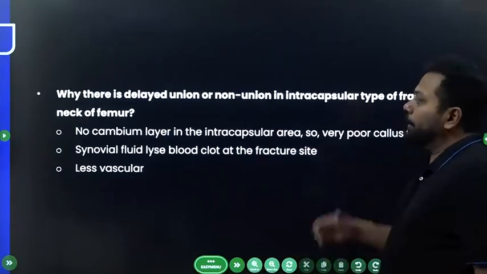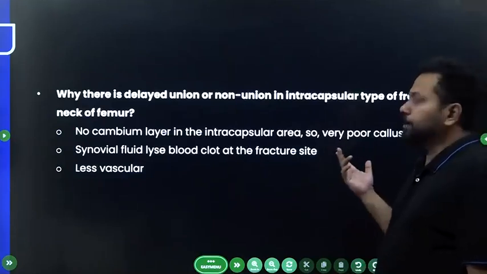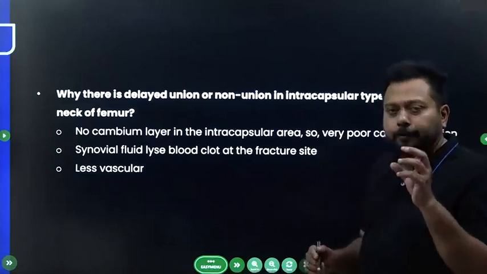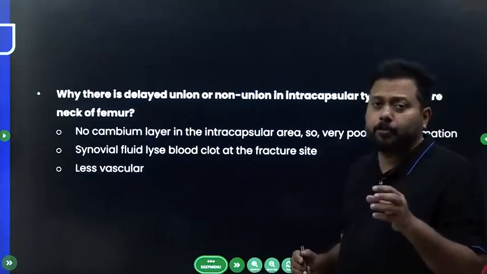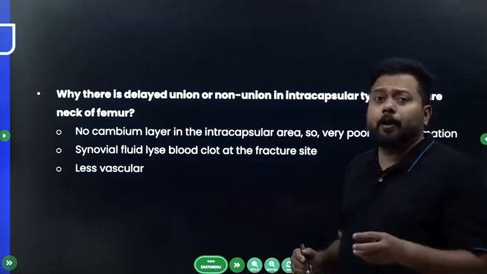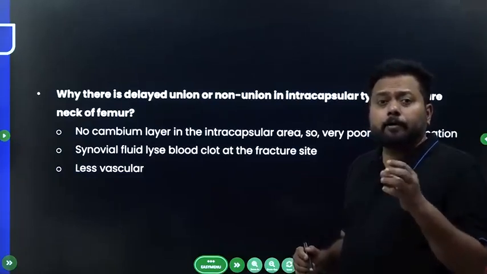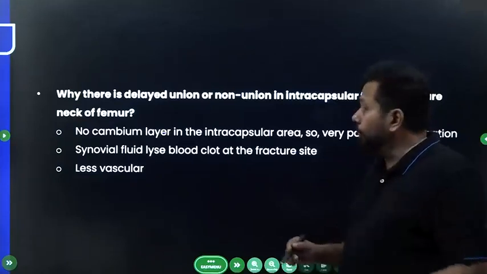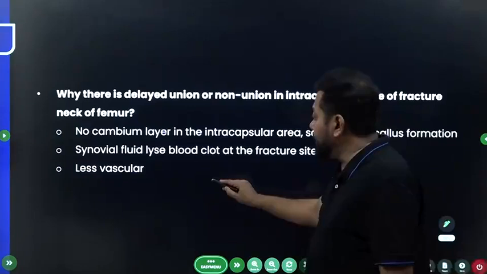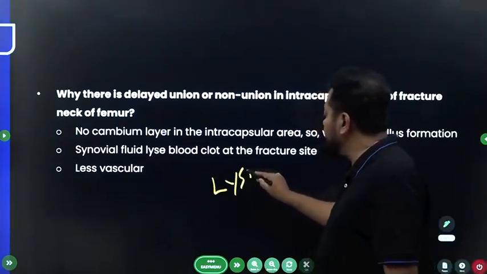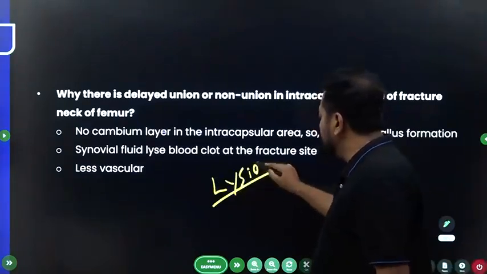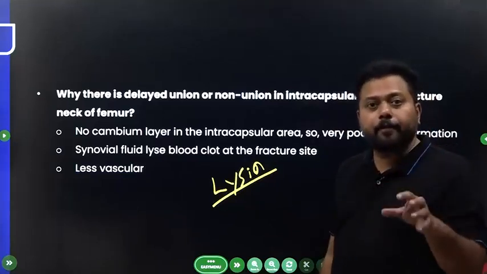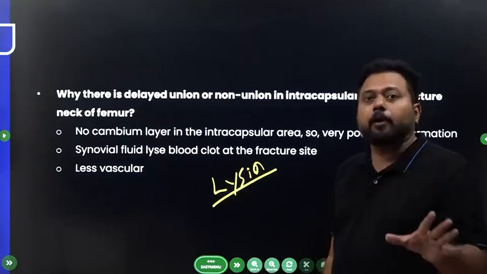Then comes why there is delayed union or non-union in intracapsular fracture neck of femur. The neck of femur is an intracapsular part. That means the neck is inside the joint. When something is inside the joint, it is surrounded by and filled with synovial fluid. Synovial fluid has an enzyme called lysine. The main function of lysine is to lyse the blood clot. It will never allow the blood to form a clot.